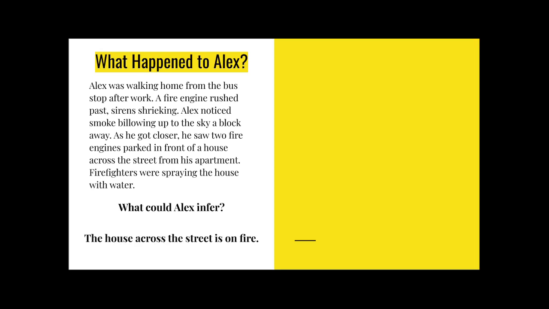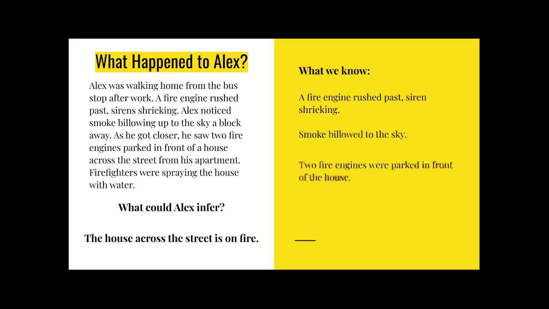Well, we can infer based on the information given that the house across the street is on fire. How do we know this? Well, let's think about the details in the passage. We know that there is a fire engine that rushed past and the siren was shrieking. We also know that smoke billowed to the sky. We know that 2 fire engines were parked in front of the house. And firefighters were spraying the house with water. So these details support the inference that the house across the street from Alex's apartment is on fire.